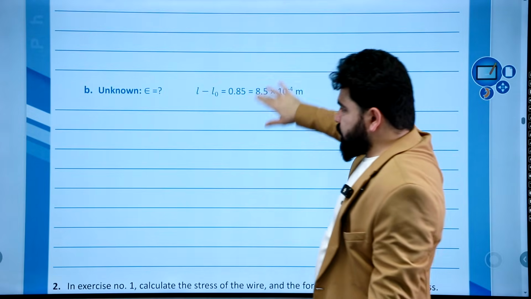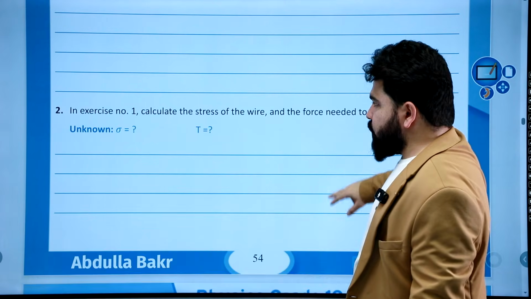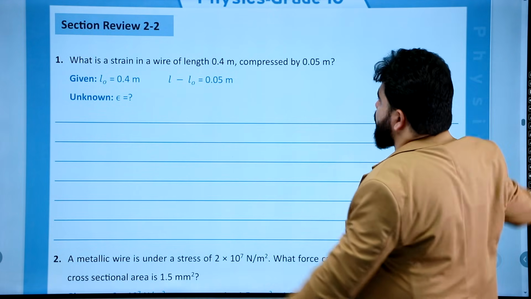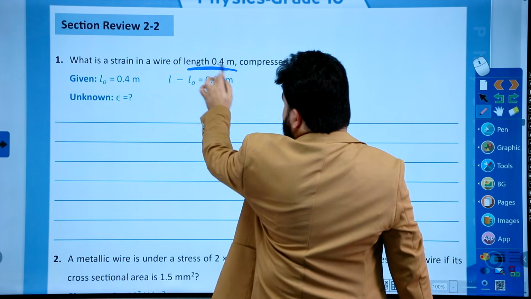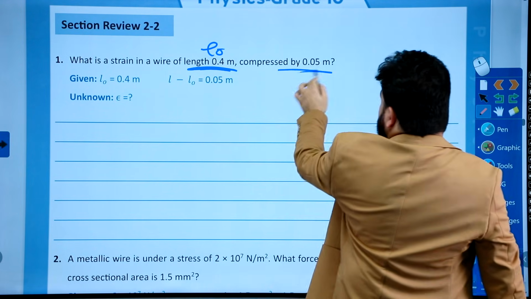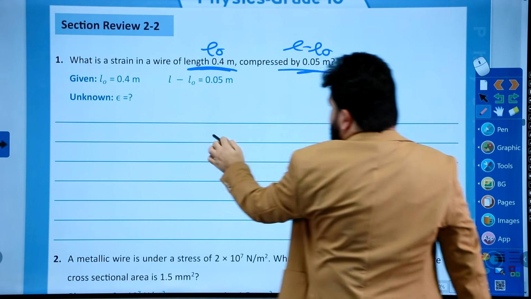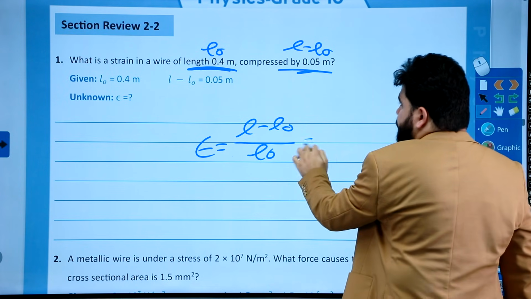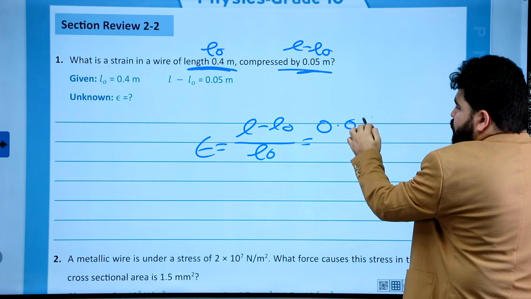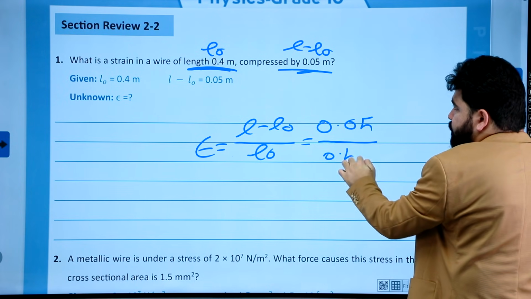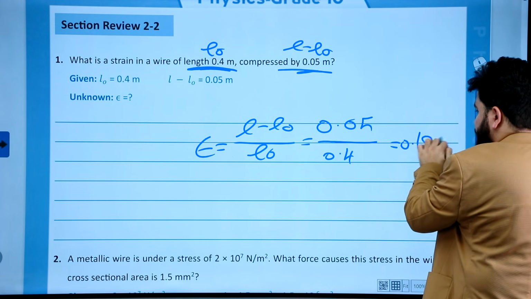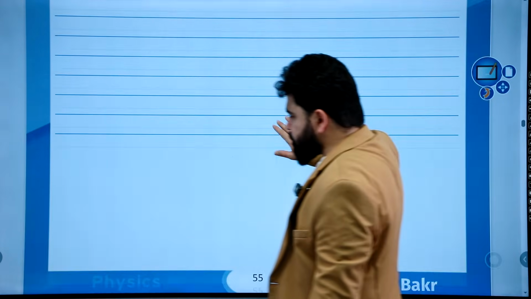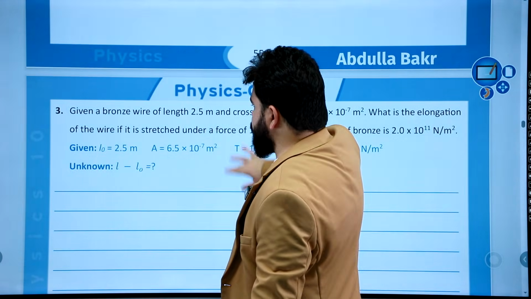Solve the other questions yourself because this is a revision. I'm really sorry I cannot solve every question. I need to make this video as short as possible. You have initial length and you have elongation. This is a good question. Strain is equal to elongation divided by initial length. So 0.05 divided by 0.4, you have 0.125, but don't add any units because strain is unitless. This question, solve it yourself.